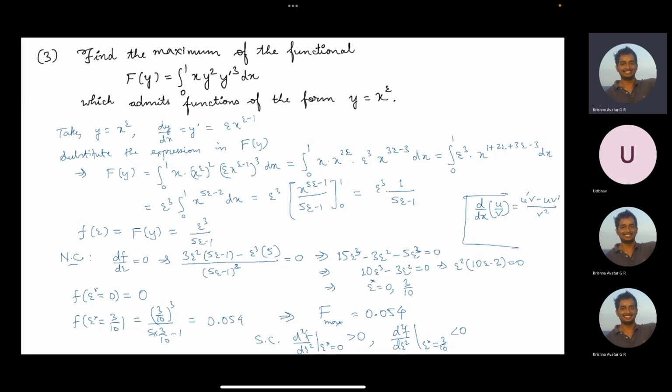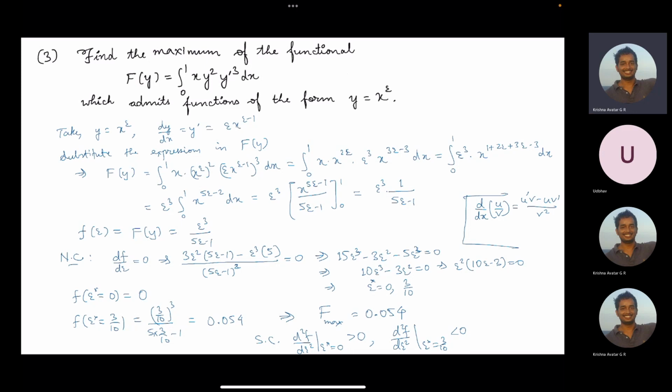Substitute the expression in f of y, and then we have f of y is equal to the integral from 0 to 1 of x into (x to the power epsilon squared) into (epsilon x to the power epsilon minus 1) cubed dx.